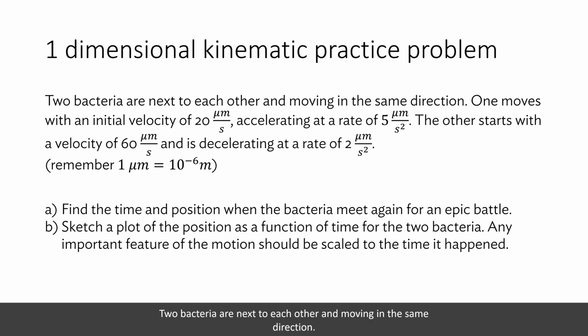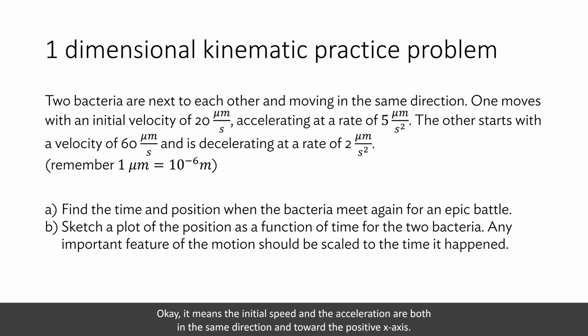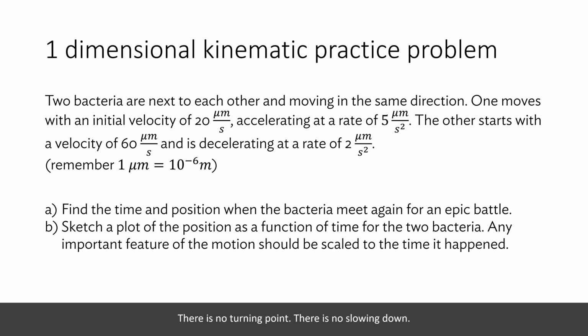Two bacteria are next to each other and moving in the same direction. Alright, the same direction gives us a clear clue that the problem is one-dimensional. One moves with an initial velocity of 20 microns per second, accelerating at the rate of 5 microns per second squared. Okay, it means the initial speed and the acceleration are both in the same direction and toward the positive x-axis. That means this particle, or bacteria here, will speed up over time. There is no turning point. There is no slowing down. It's going straight, speeding up over time.